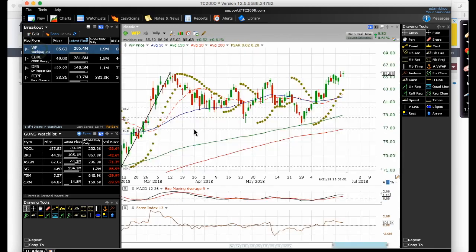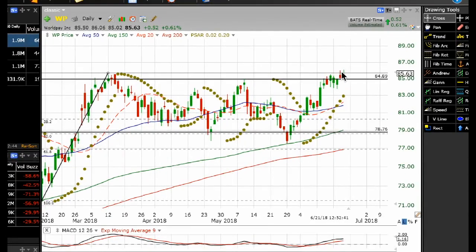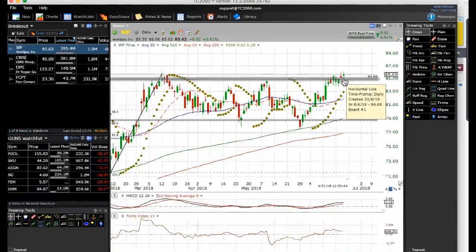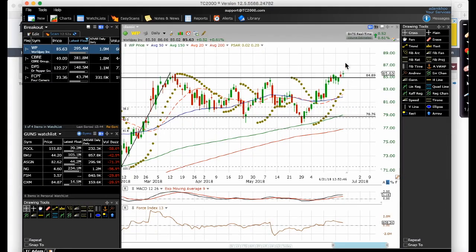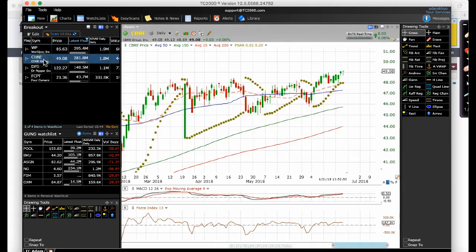So first one is WP, and there you go. You can see that it's in a consolidation. Right? That's breaking out. But again, it is far from the 20 moving average, so it's not a trade I would take on the first breakout. Right? I'll wait for it to come back and retest the support. Right? Next one is CBRE. And again, you can see this is something like that. So there's a breakout. Okay. So there you go. Right? So that's how you screen for breakout trades using TC2000.